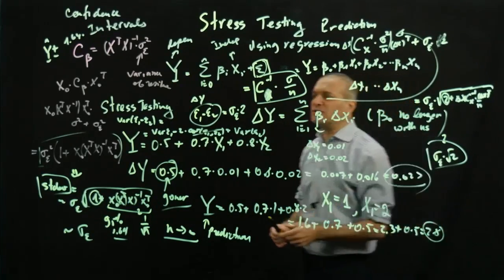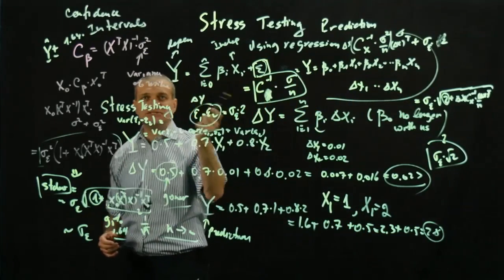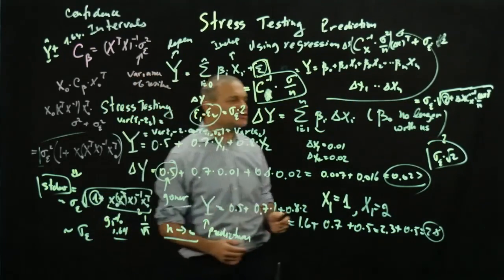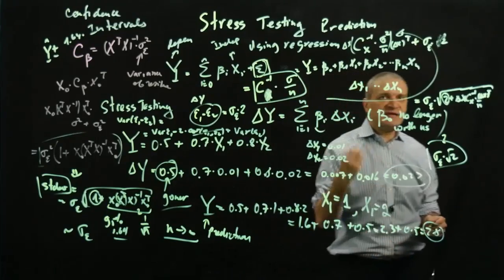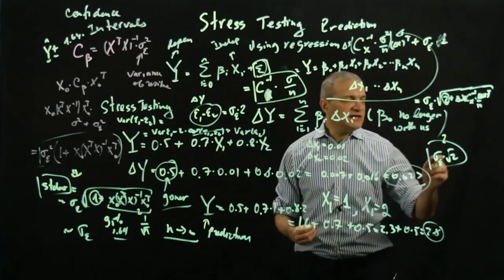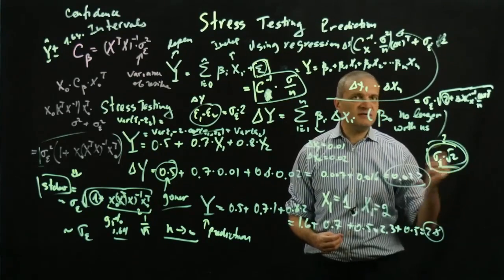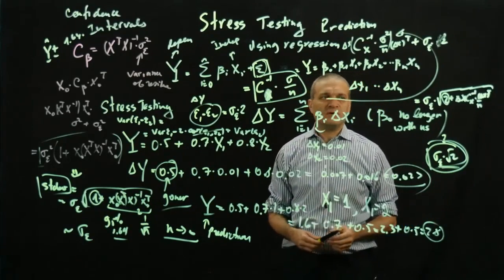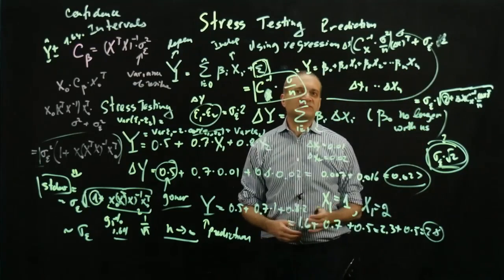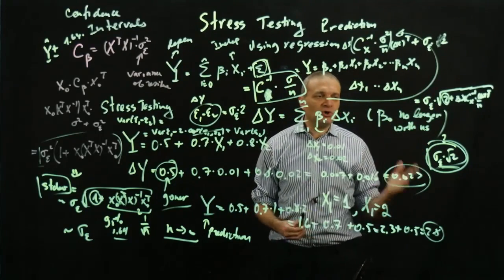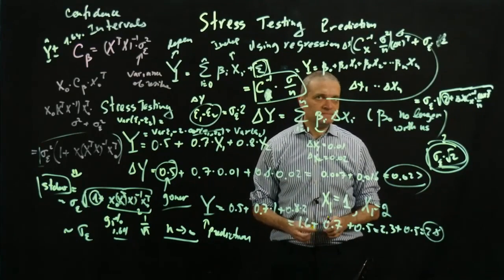So that's something that you need to take into account when you do those kinds of changes. If something moves, you are going to have this kind of confidence interval, sigma epsilon times square root of 2, when you have a lot of observations, because we don't know what will happen in the future.